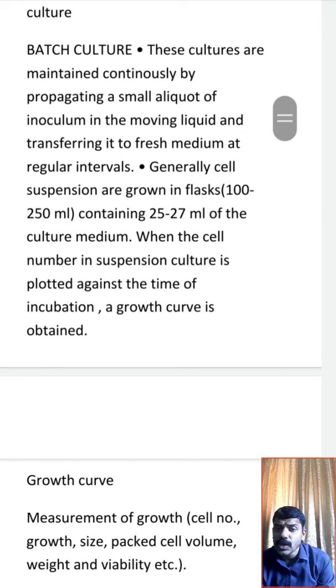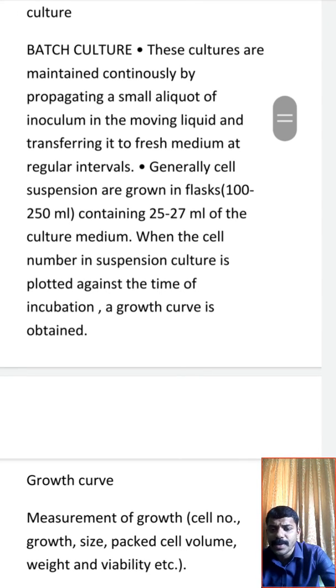Generally, cell suspensions are grown in flasks of 100 to 250 ml capacity, and they contain 25 to 27 ml of the culture medium. When the cell number in suspension culture is plotted against the time of incubation, a growth curve is obtained. So what is the growth curve? A growth curve is a graph which indicates the growth in the culture media, growth in the petri dish, or growth in the suspension culture with time. On the x-axis there is time, on the y-axis the growth pattern. That is called a growth curve. We will see it later on in this video.